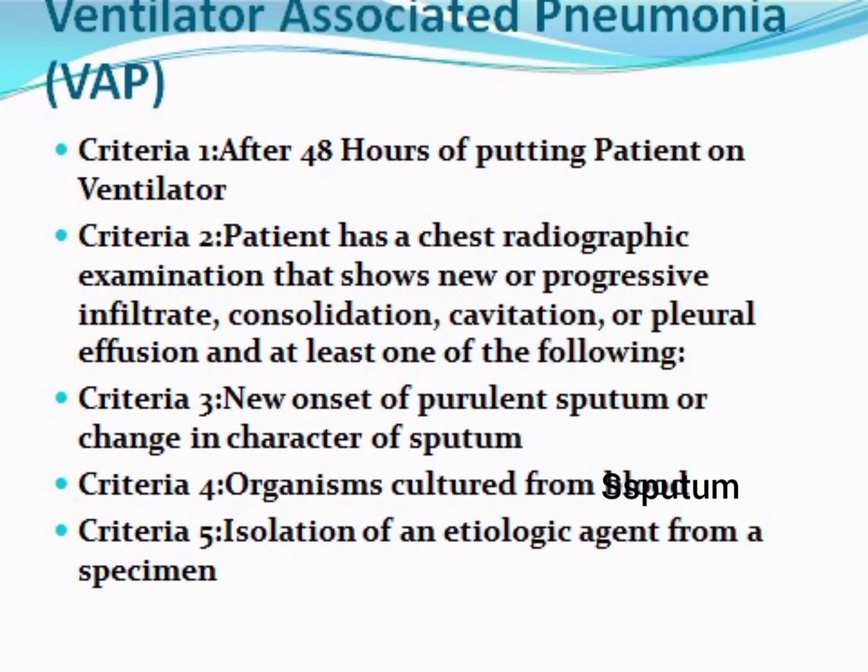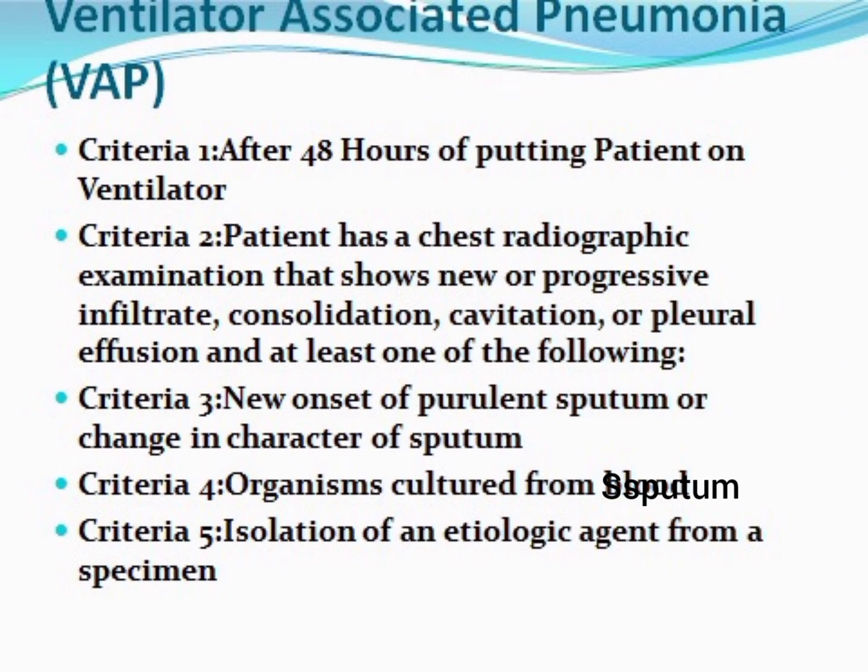Next one is VAP, ventilator associated pneumonia. The criteria are, first, after 48 hours of putting the patient on a ventilator. Criteria 2, the patient has a chest radiographic examination that shows new or progressive infiltrate, consolidation, cavitation or pleural effusion, and at least one of the following. Criteria 3, new onset of purulent sputum or changes in the character of sputum.